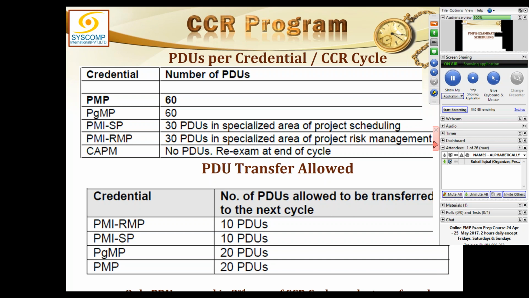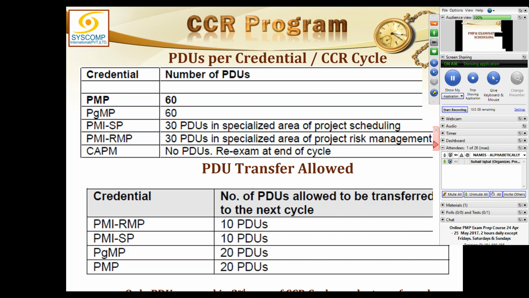For Scheduling Professional and Risk Management Professional, you have to gain 30 PDUs in 3 years, but those 30 PDUs must be in the specialized area of the certification you have done. Like for Scheduling Professional, you have to have these 30 PDUs in Scheduling. For Risk Management Professional, it has to be in Project Risk Management. Similarly, if it is a PBA, Professional in Business Analysis, then again, the requirement is 60 PDUs in the area of business analysis.